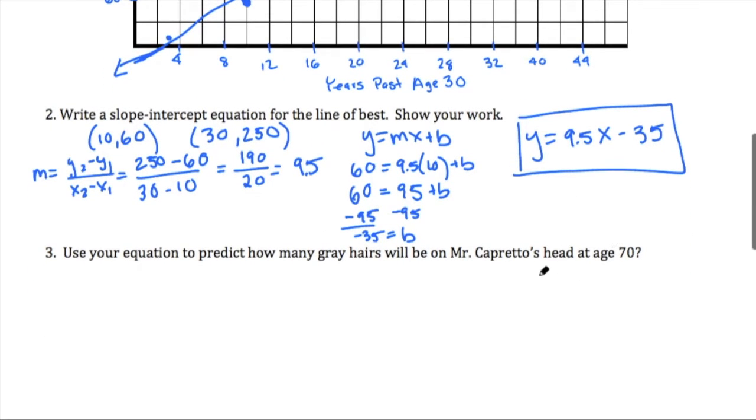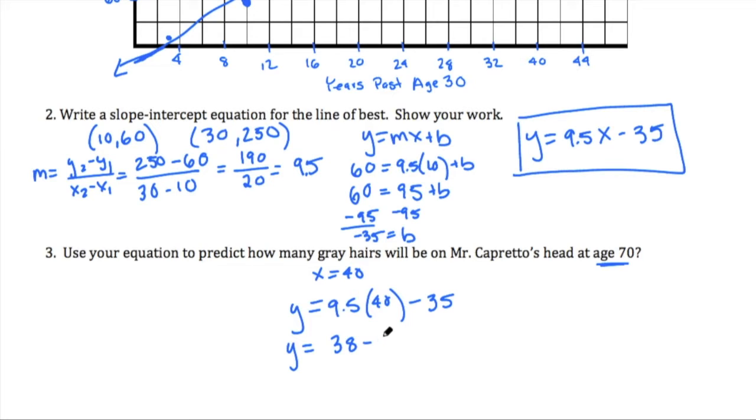Okay, so we're going to use this to predict how many gray hairs will be on Mr. Capretto's head at age 70. At age 70, that'll be 40 years after I'm 30. So x will be 40 for this example. We'll go ahead and plug that in. Y equals 9.5 times 40 minus 35. So that's going to be equal to 380, not 38, 380, there we go. 380 minus 35, so y is equal to 345. So at age 70 we'd expect 345.